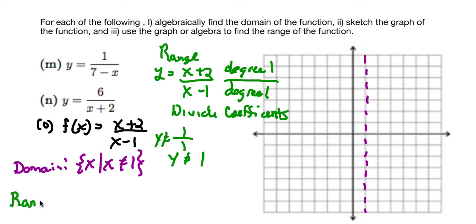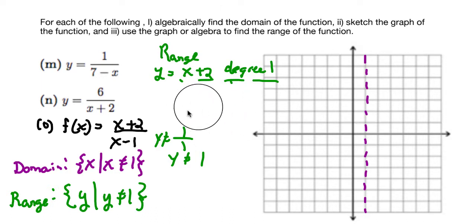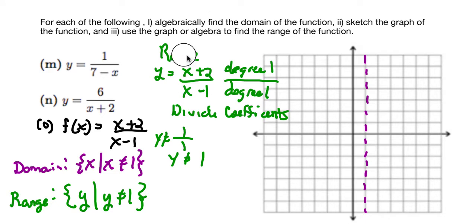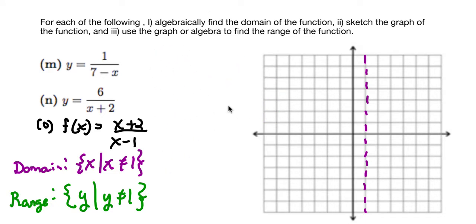So y cannot equal 1. So our range is y such that y is not equal to 1. And so we have a horizontal asymptote here at y equals 1. So we need to draw that in on our graph. Then I'll use my graphing calculator, get 3 points from each side, and make a quick sketch of the graph.